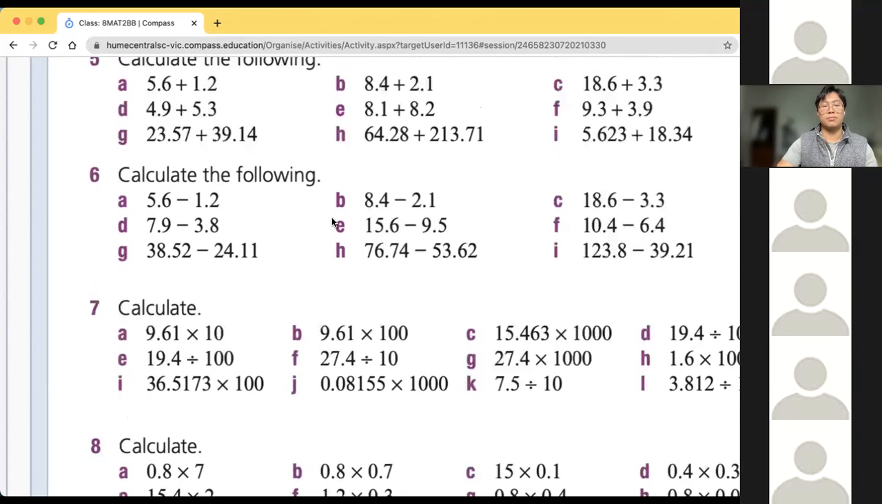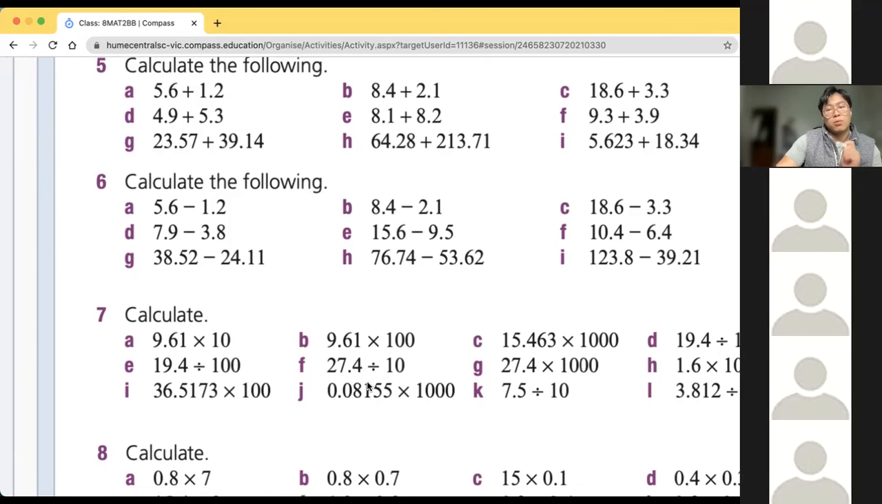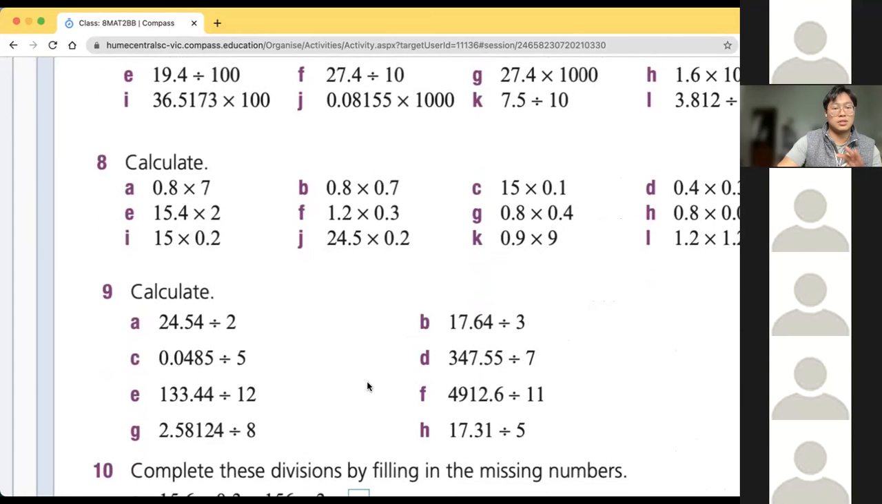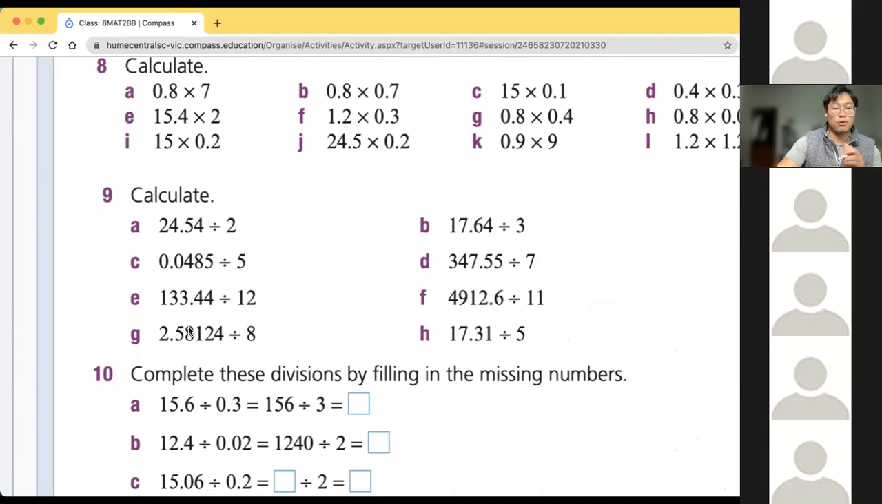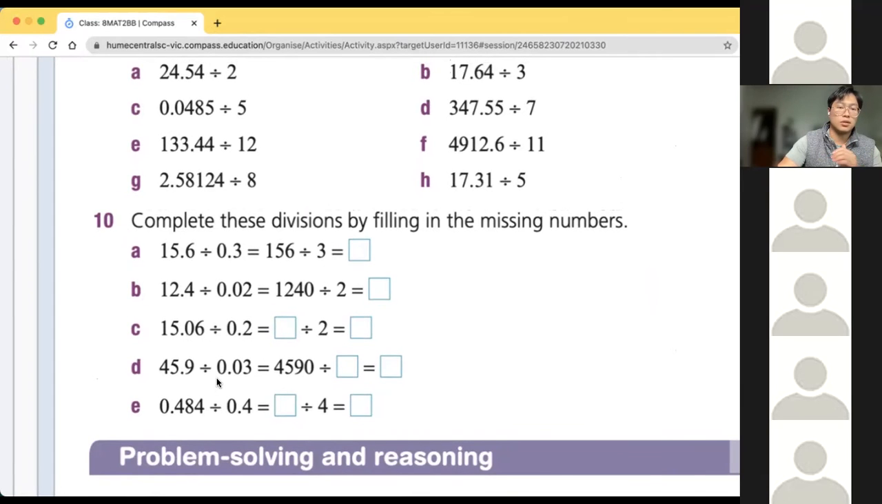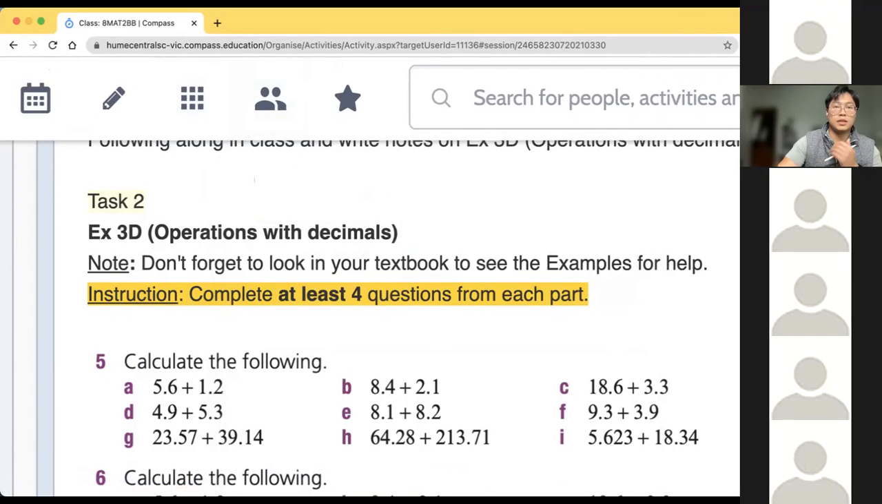Now, if you think 4 is a lot, I'll make you do 5. Because I could literally ask you to do all 9 questions in each section. I'll make you do 9 here, 9 here, 12 here. So I'm only wanting you to practice 4 of them. 4 doesn't sound so much now, does it? So just pick out 4, pick out 4. For question number 10, do 4 of them. That's all I'm asking. It's not too much, yeah? But the main thing that I need you to do is practice. Don't just copy the notes. It's not enough.